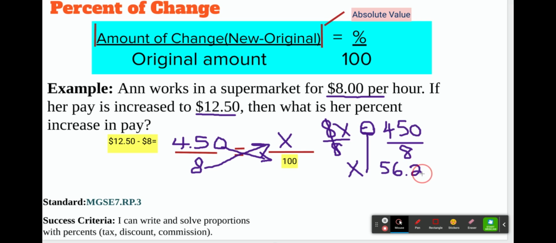And 25 hundredths. Anne's pay increased by 56 and 25 hundredths of a percent.